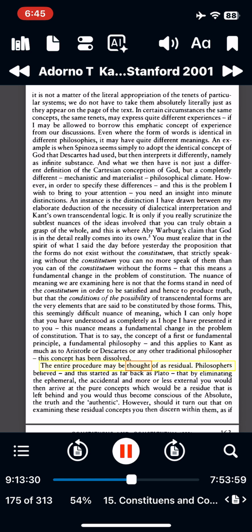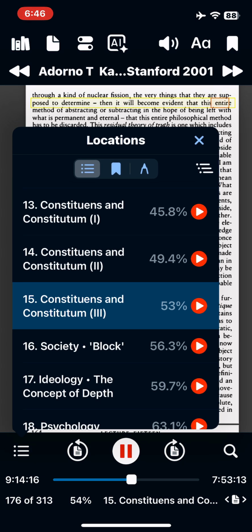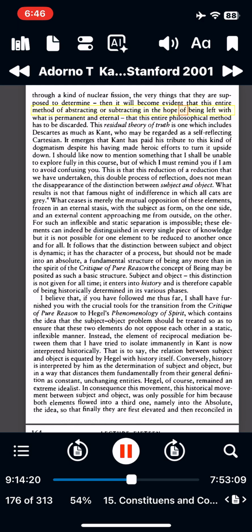The entire procedure may be thought of as residual. Philosophers believed, and this started as far back as Plato, that by eliminating the ephemeral, the accidental and more or less external you would then arrive at the pure concepts, which would be a residue that is left behind, and you would thus become conscious of the absolute, the truth, and the authentic. However, should it turn out that on examining these residual concepts you then discern within them, as if through a kind of nuclear fission, the very things that they are supposed to determine, then it will become evident that this entire method of abstracting or subtracting in the hope of being left with what is permanent and eternal has to be discarded.